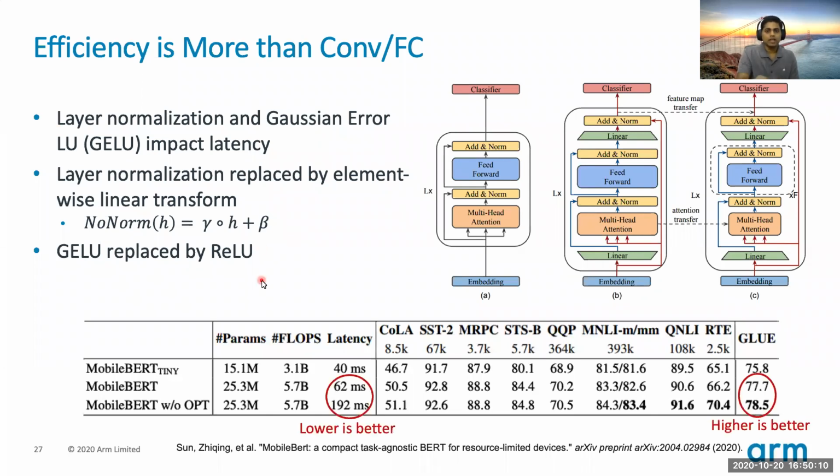That changes the accuracy a little bit. If you see here, higher is better. Without optimization, the accuracy is 78.5, whereas with this optimization, the accuracy dropped down a little bit. But if you see the latency difference, you get more than 3x speed-up with this optimization. That gives a lot of room for us to scale up the model to even recover the lost accuracy.